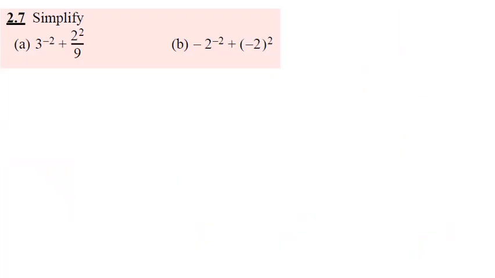Okay, try these examples on your own. This is going to be 1 over 3 squared plus 4 over 9. 1 over 9 plus 4 over 9 is 5 over 9.